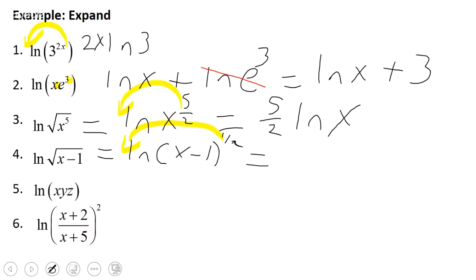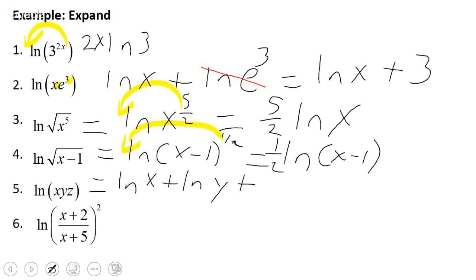and that gives me 1/2 ln of x minus 1. Remember, I can't do anything with plus or minus inside the parentheses where the ln is, or any log. I just have to leave it the way it is. Number 5 is a bunch of multiplication. Well, multiplication, all I have to do is add. So I just add a bunch of times. So that's going to be ln of x plus ln of y plus ln of z.